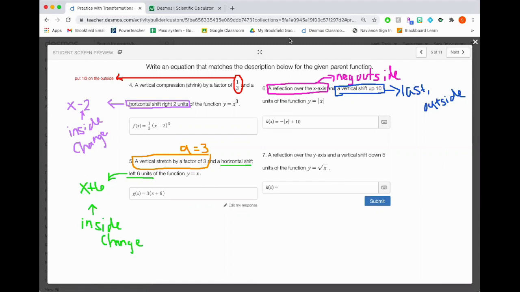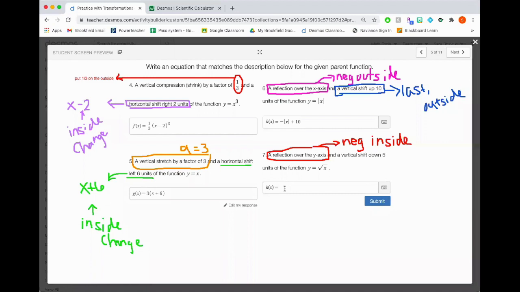Last but not least, my number 7. So here I have a reflection over the y-axis. This is an inside change. So you're going to put a negative inside. You're going to put it with the x.